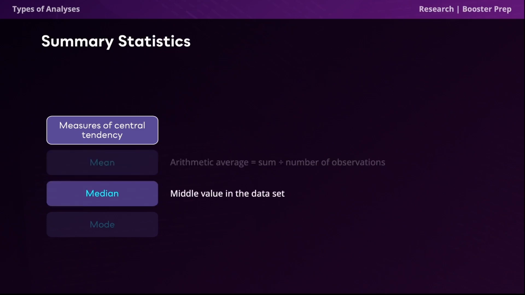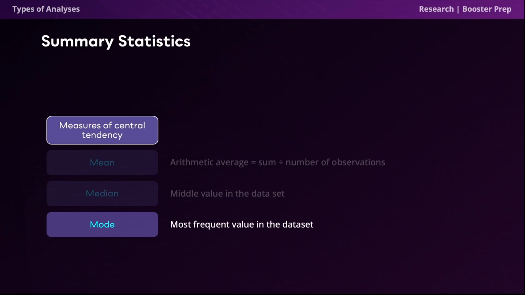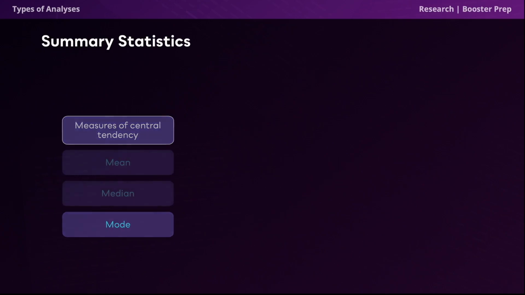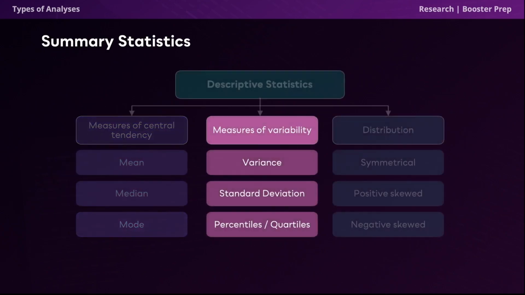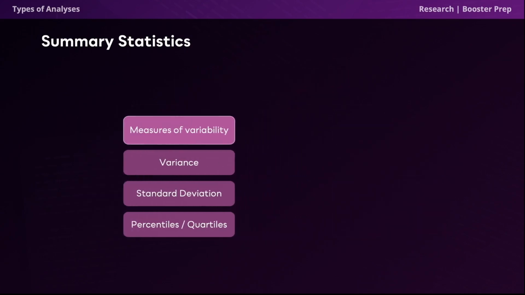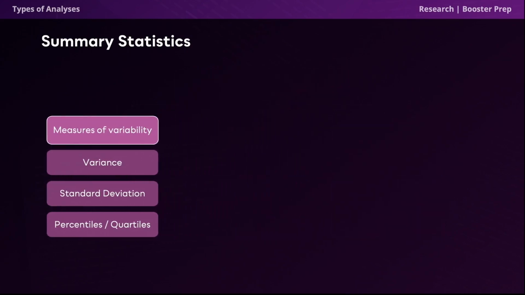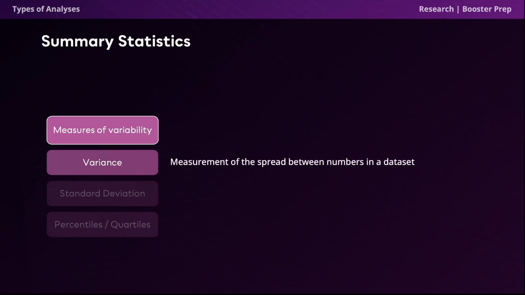The median is the middle value in the dataset when the dataset is arranged in ascending or descending order. And finally, the mode is the most frequent value in the dataset. It's worth noting that sometimes there can be more than one mode in a dataset. Next, we'll move on to discussing measures of variability. The first measure of variability that we'll be discussing is variance. Variance is a measurement of the spread between numbers in a dataset, and it's calculated by using a formula that's not too important on the exam, so we won't bother covering it.